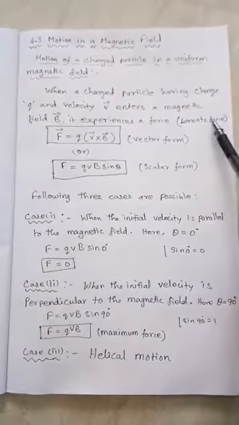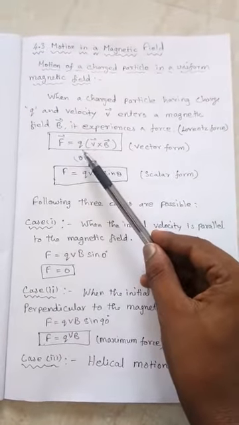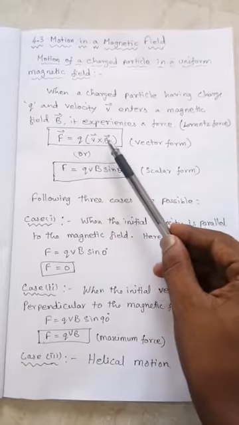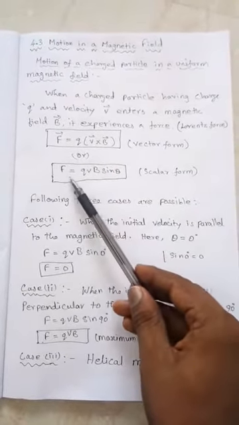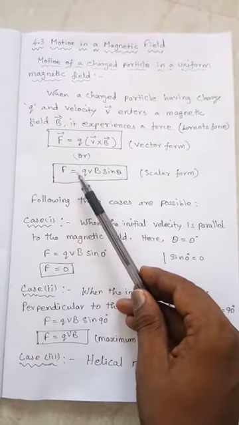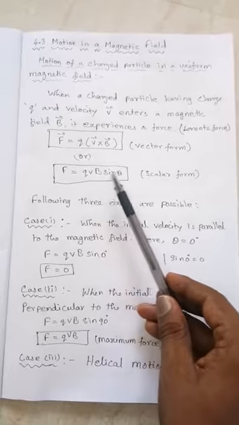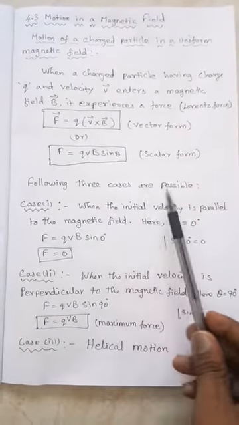This is nothing but the Lorentz force. The Lorentz force formula is F equals q into v vector cross B vector. It is the vector form, or in scalar form we can write F equals qvB sin theta. Here, the following three cases are possible.